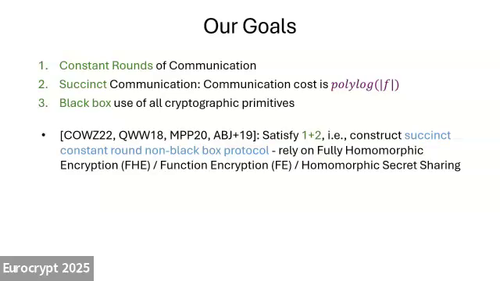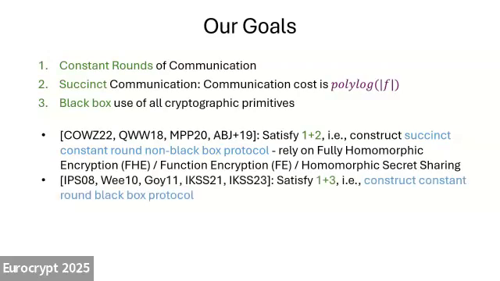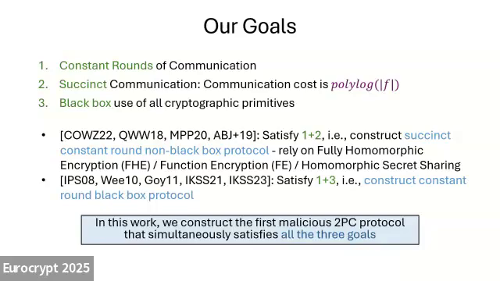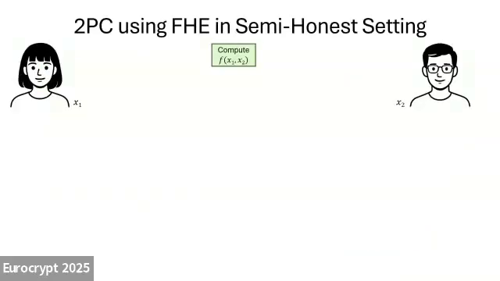Well, there are works in the literature which satisfy at most two of these goals. For instance, there are constant round succinct communication protocols that make use of fully homomorphic encryption, functional encryption, or homomorphic secret sharing, but they do not make black box use of primitives. And there are other works that are black box and constant rounds, but then they are not succinct. So we are the first to construct a protocol in the malicious setting that satisfies all the three goals simultaneously. So now let me describe the construction that we began with as a motivation earlier by giving a pictorial representation of it.